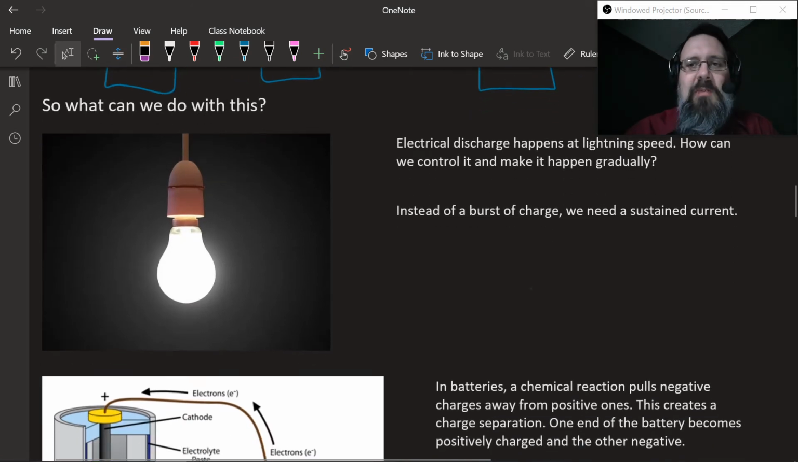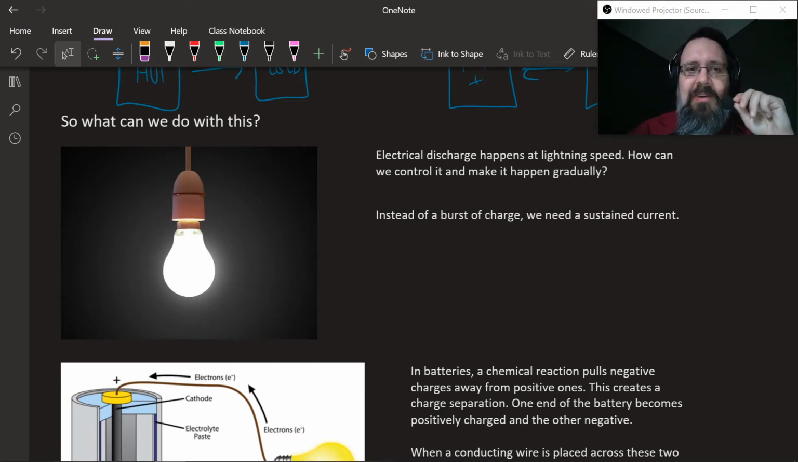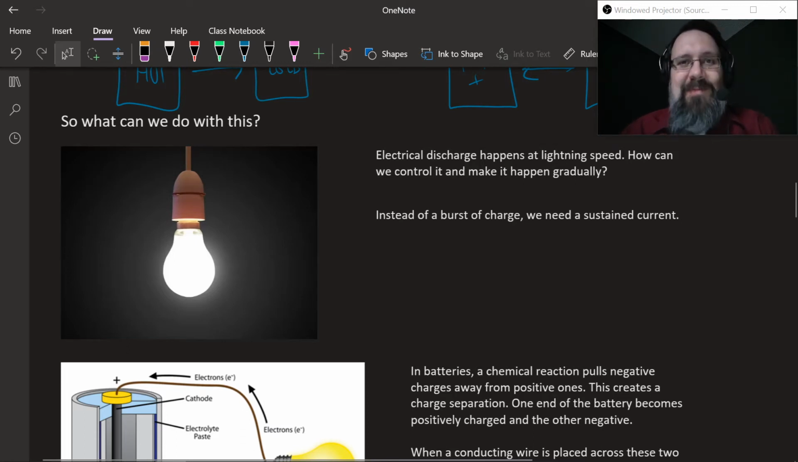All right, so the question is, what can we do with this? Now that we know that charges can move around and we can cause them to move around with a potential difference, then what can we do with this? The idea is that we can light up light bulbs, we can make machines move, we can rotate motors, we can do all sorts of really cool stuff with it.